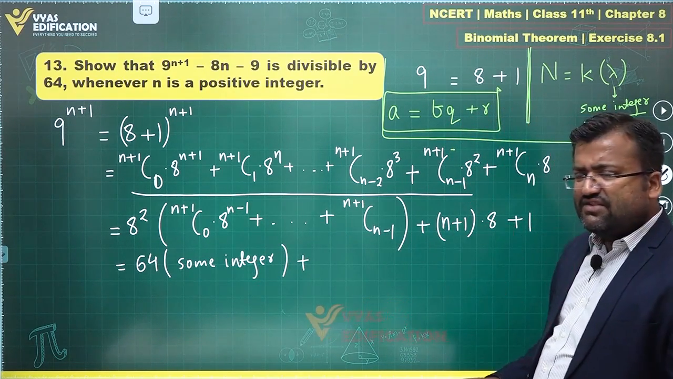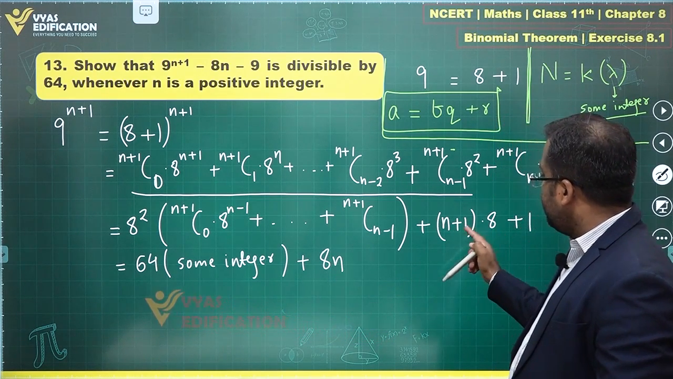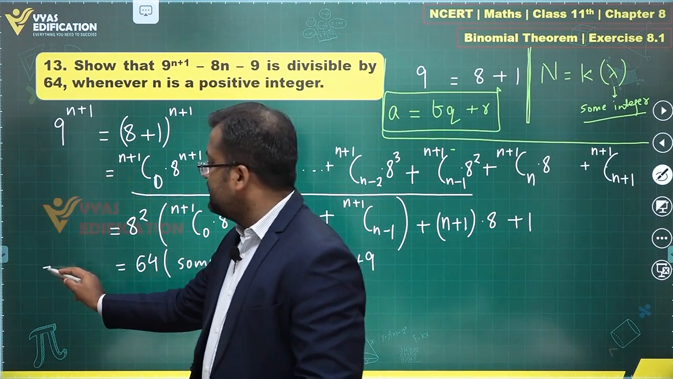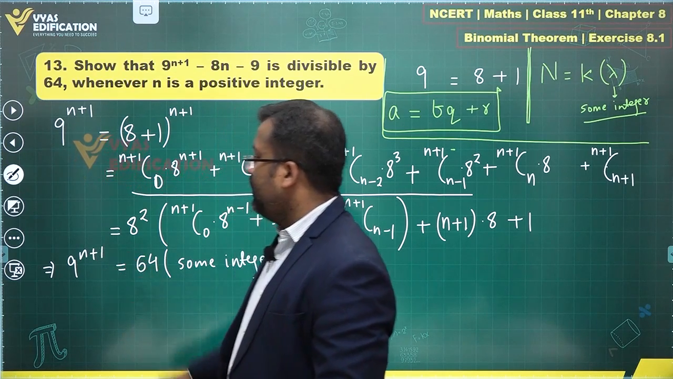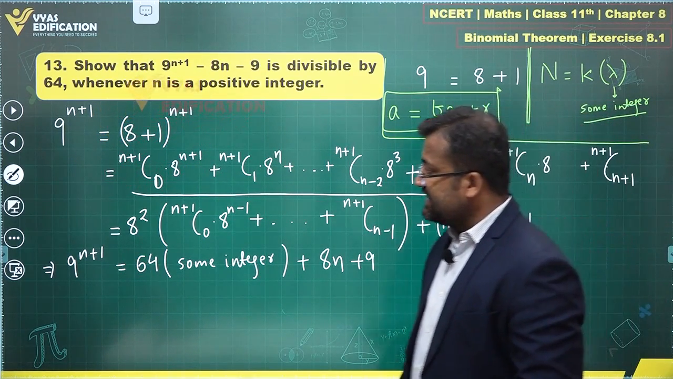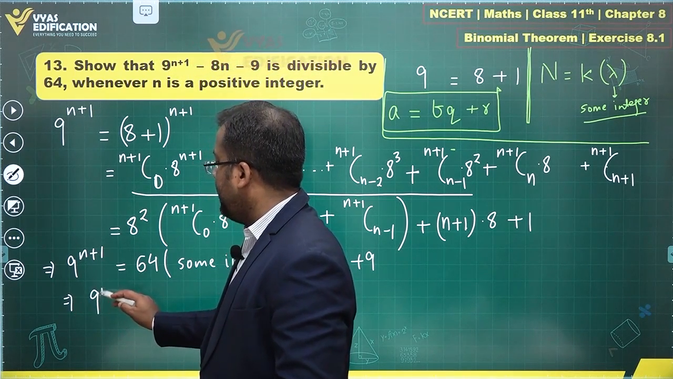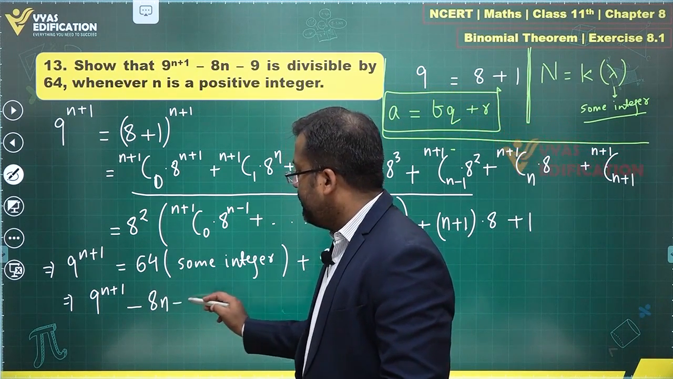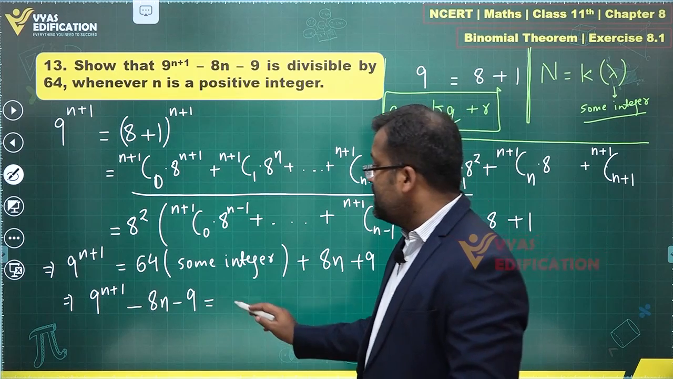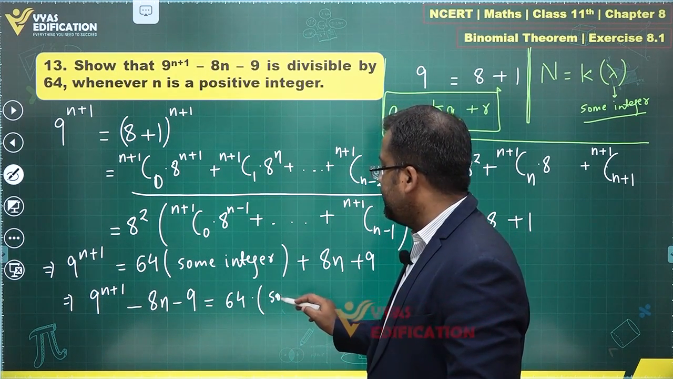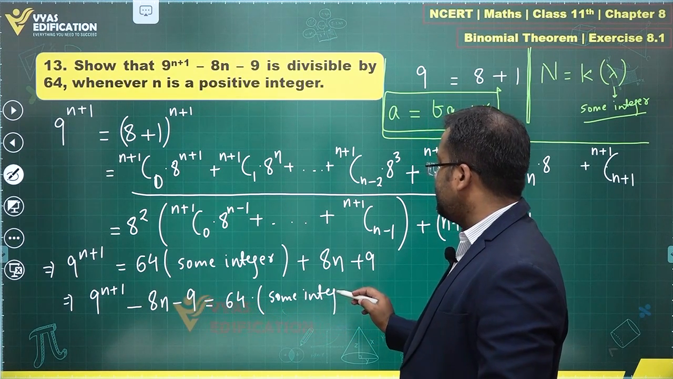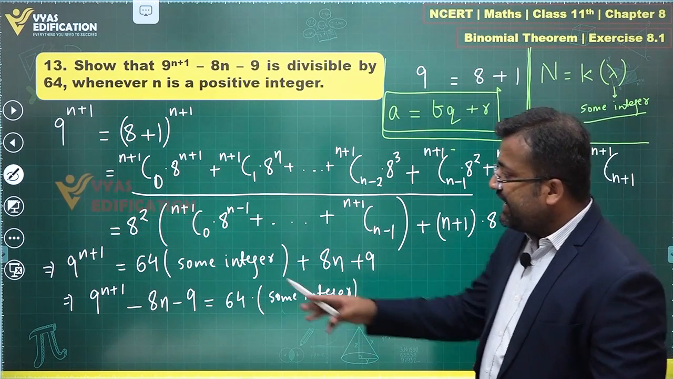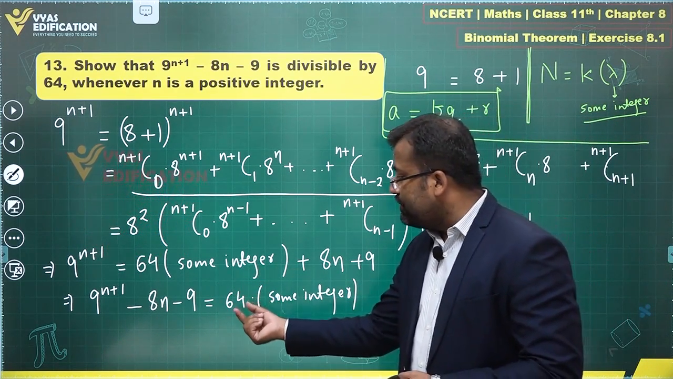Plus, let's simplify this on the RHS first of all. This is 8n plus 8 plus 1, which is 9. Now I'll take that on the left hand side, because this is equal to 9 power n+1 on the left hand side over here. Since this is the case, this becomes 9 power n+1 minus 8n minus 9 on the LHS is equal to 64 times some integer. So 9 power n+1 minus 8n minus 9 is equal to 64 times some integer.